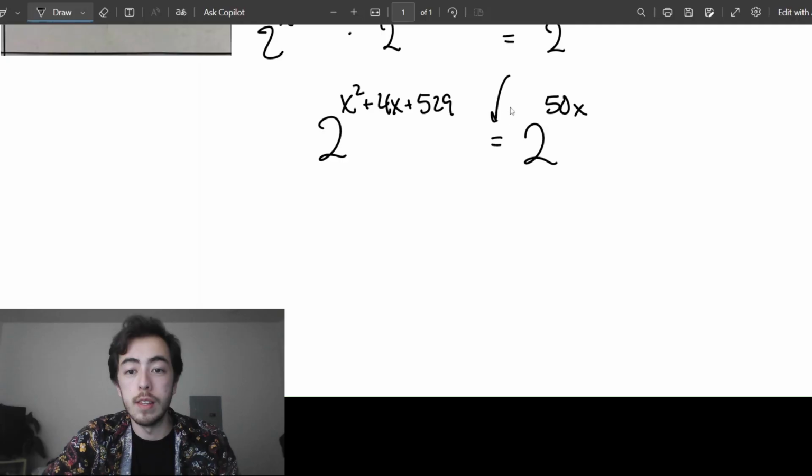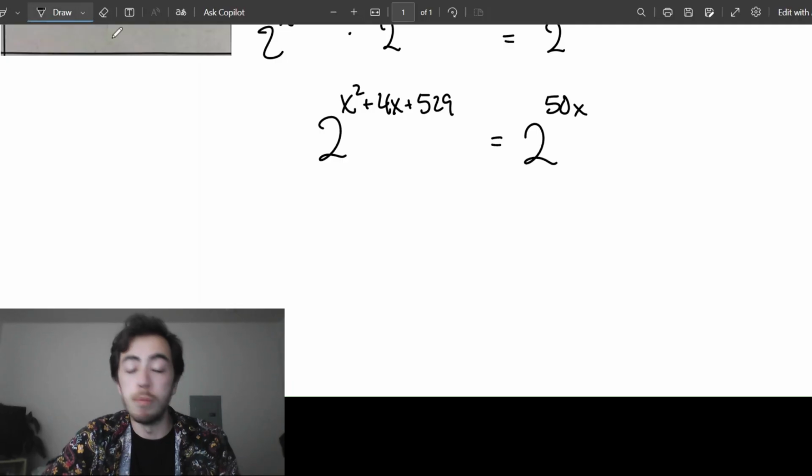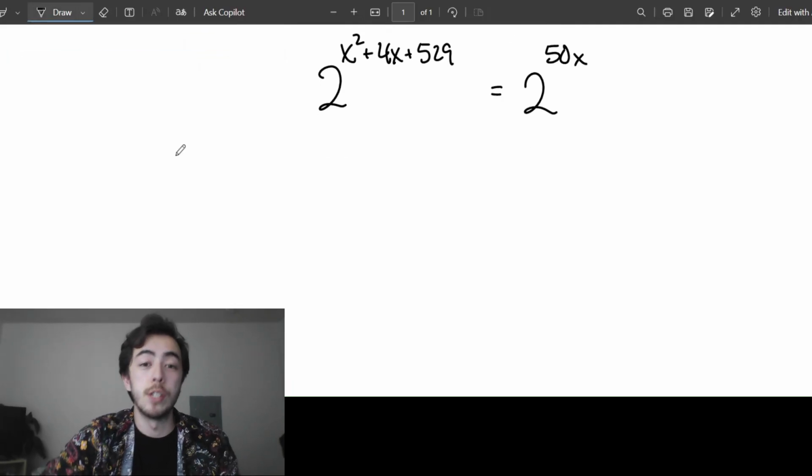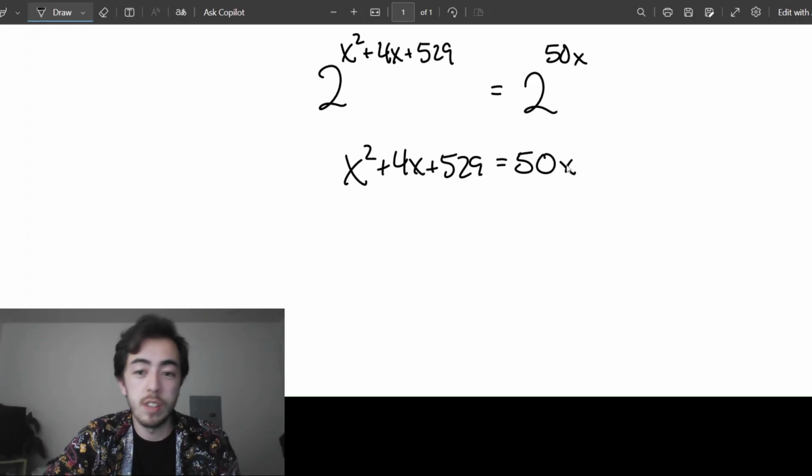And if the equation is equal, then I have the same number of 2's being multiplied on both sides. Or in other words, my exponents are the same. So now I can just remove the whole exponential part of my equation, and now I'm left with a quadratic, which to me at least, is pretty easy to solve.